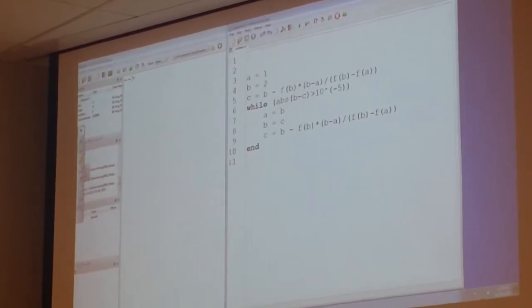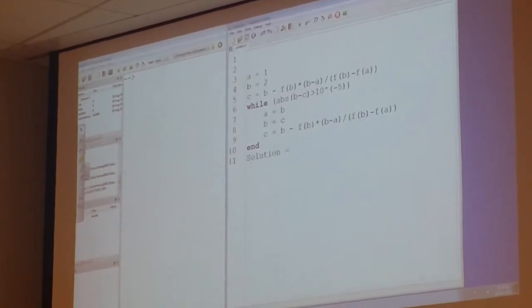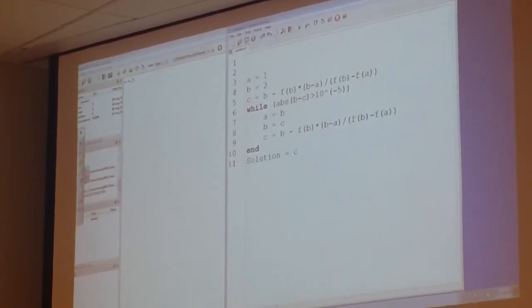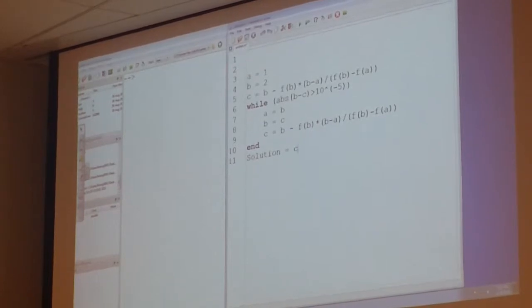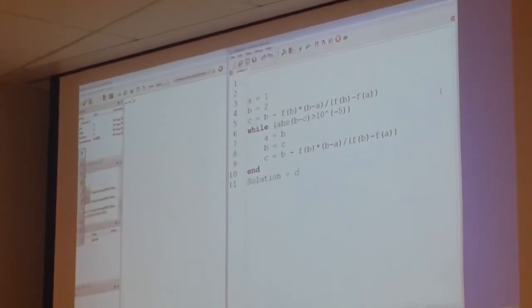And my final solution should equal to what? C. Whatever C, the last C that I have, right? So that's my last step. Does that make sense? So this is the flow chart that we begin with.